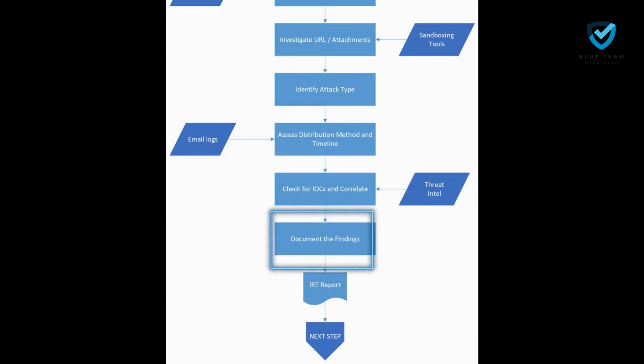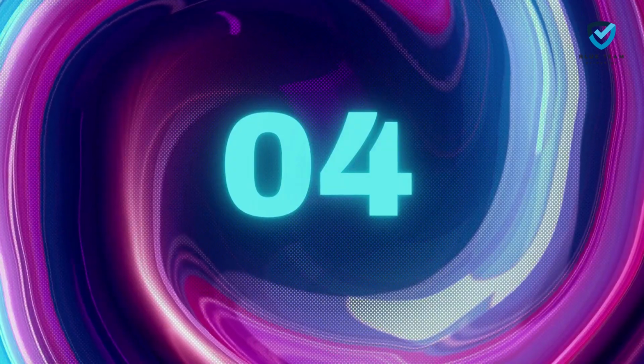Step 8, document the findings. Create a detailed report of the investigation, including the steps taken, evidence collected, and conclusions drawn. This report will be used in the subsequent phases of the incident response process and can serve as a valuable reference for future incidents. Now that we've completed our investigation and analysis, it's time to move on to the next phase. Phase 4, Containment and Eradication.